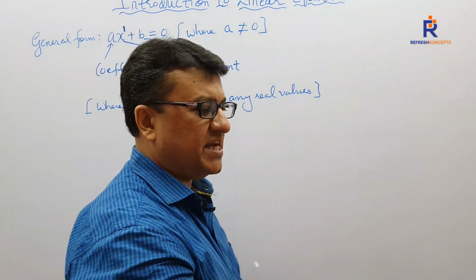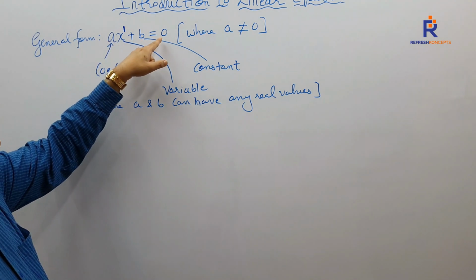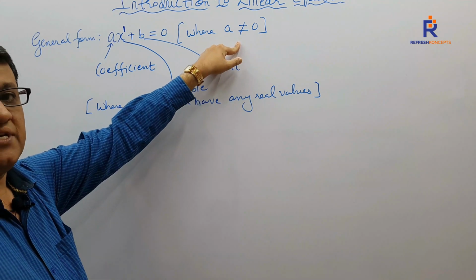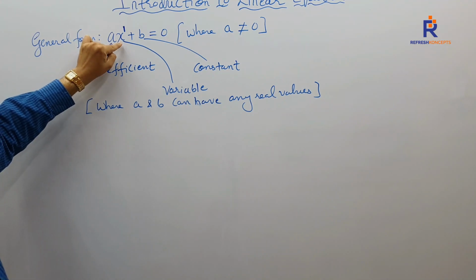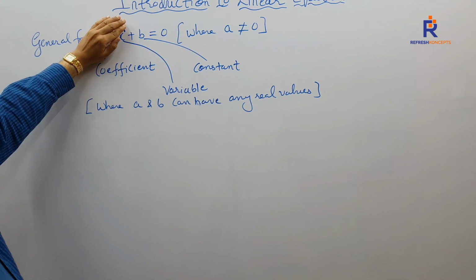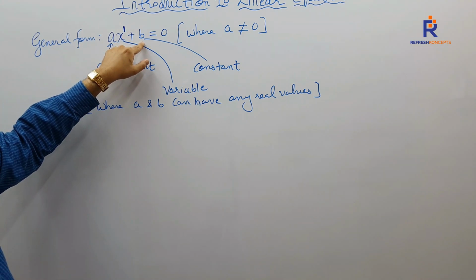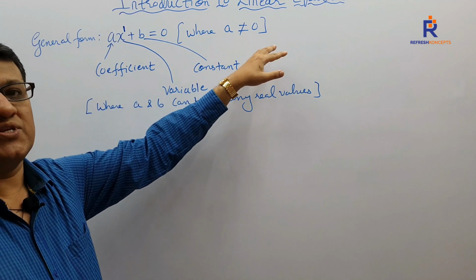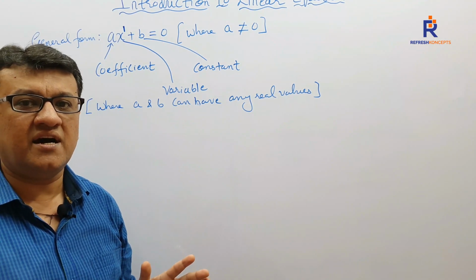Now I'll come to my point, which I mentioned at the start of the general form. It is ax plus b equals 0, where a should not be equal to 0. Why do we have this particular condition? If a were to be 0, children, 0 into x will give me 0. The entire first part will be 0, and we are not left with any variable. In fact, we are not left with any equation. Then b is only a constant. So that's the reason we say that a should not be equal to 0. The moment a is 0, we don't have a linear equation in our hand.